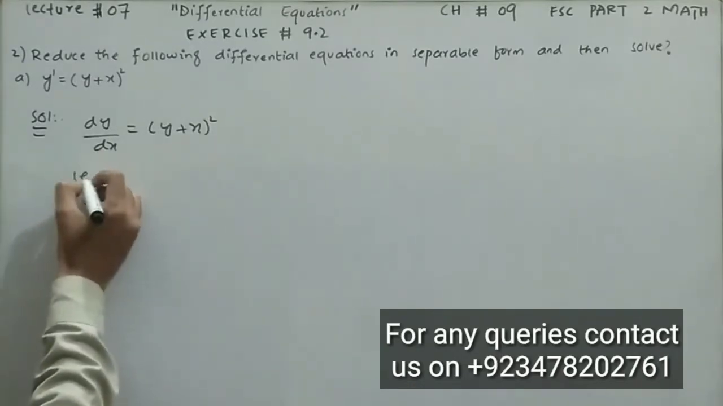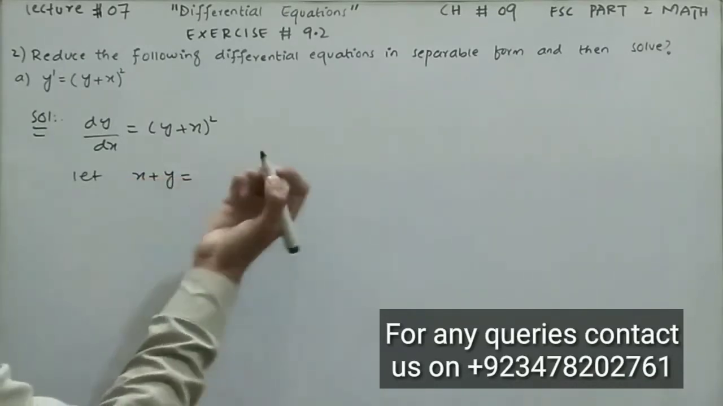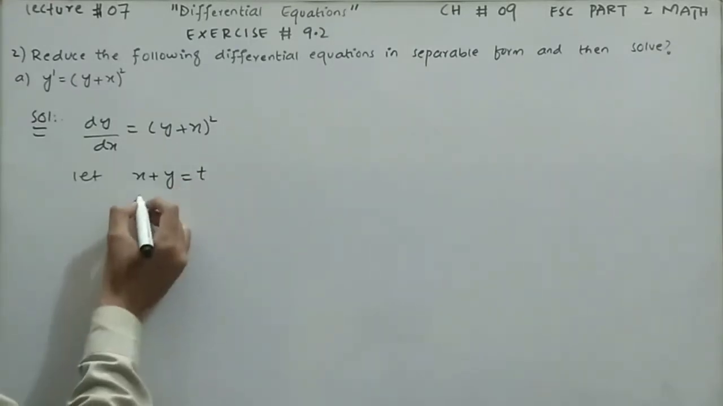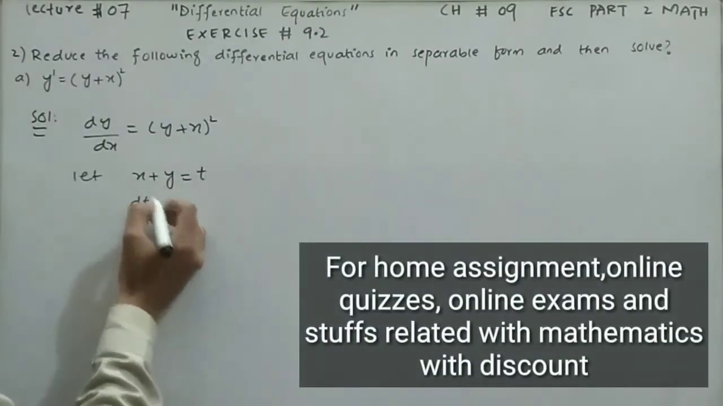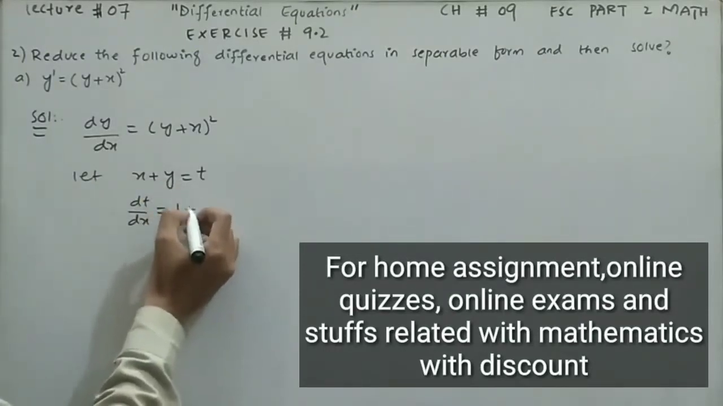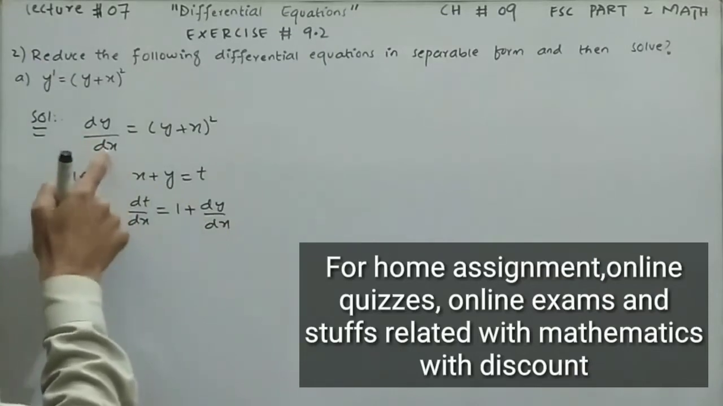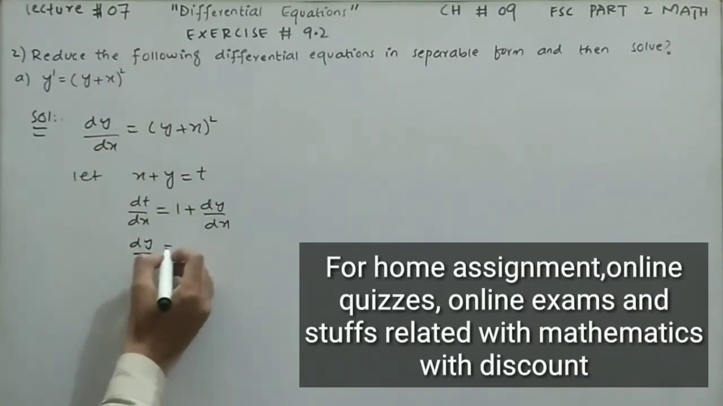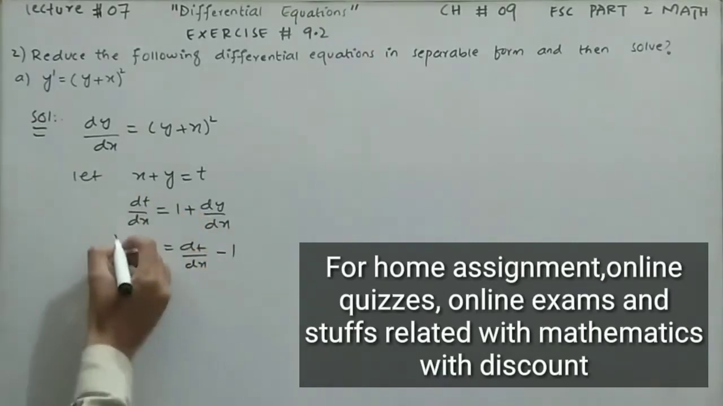Let's suppose I consider x plus y equal to a variable, t. Differentiate both sides with respect to x. On the left we get the derivative of t with respect to x. The derivative of x with respect to x is 1 and the derivative of y with respect to x is dy over dx. Now I need dy over dx, so shifting 1 to the other side, dy over dx will be dt over dx minus 1.